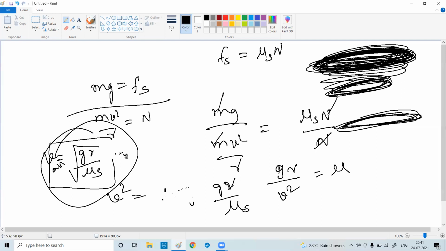Is it clear? If he goes below that, the performer will fall. Why? Because if it goes below, the centrifugal force will be less, and if the centrifugal force is less, the normal force is less. Weight will overcome the friction, and the body will fall down. He will not be able to perform.